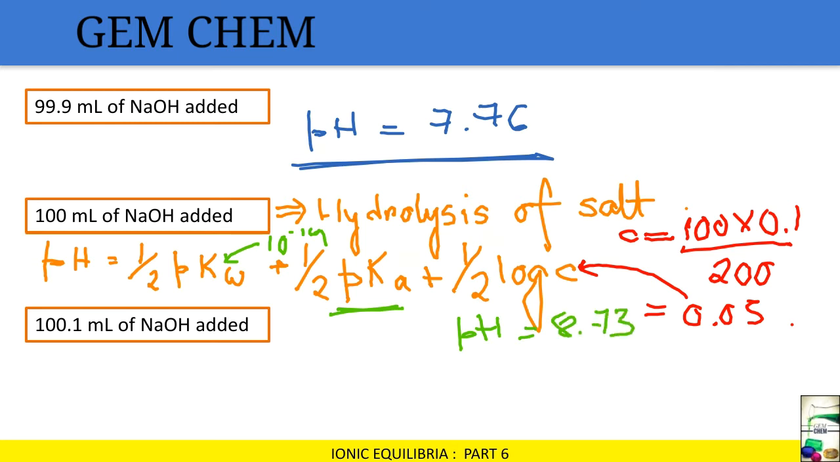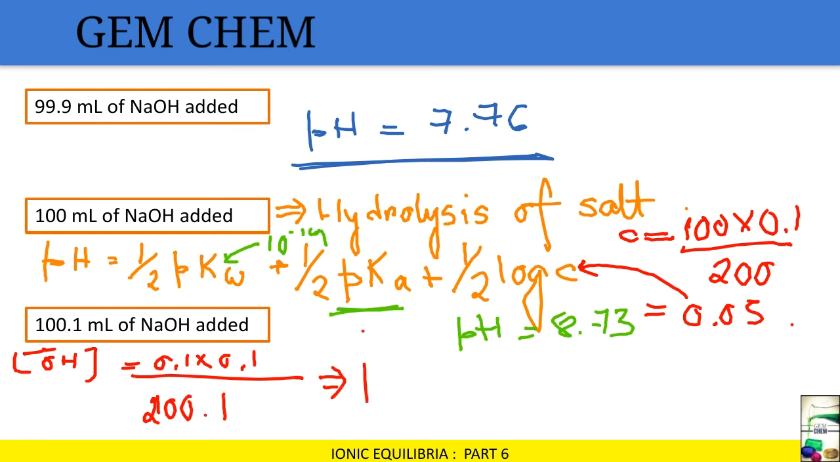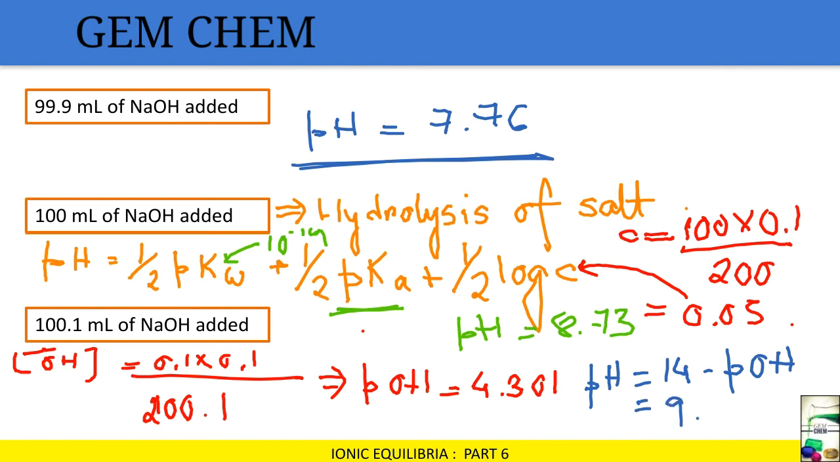Now we will consider 100.1 ml. Now, similar to the previous case, OH minus concentration will be in excess, so 0.1 into 0.1 divided by 200 and 0.1, and this gives us the pOH which is equal to 4.301, and the pH is 14 minus pOH, and it comes to be 9.699.